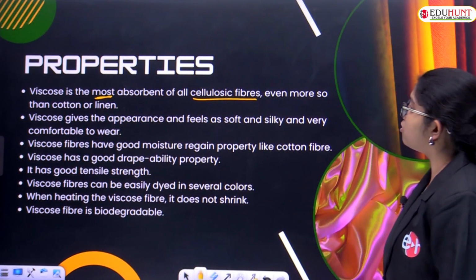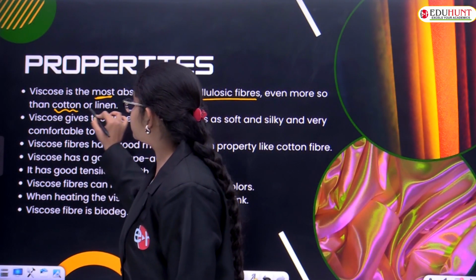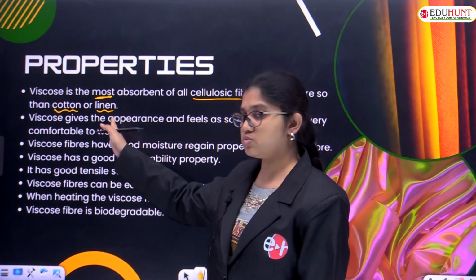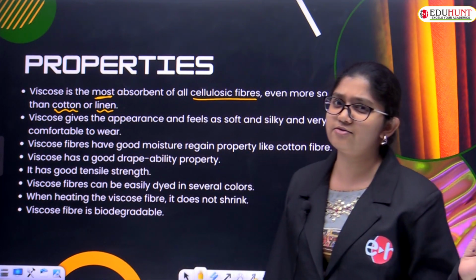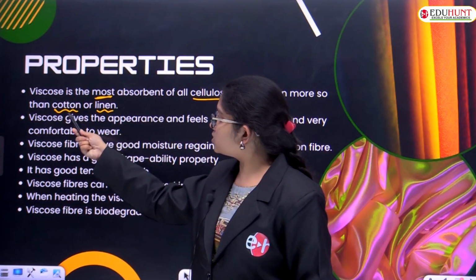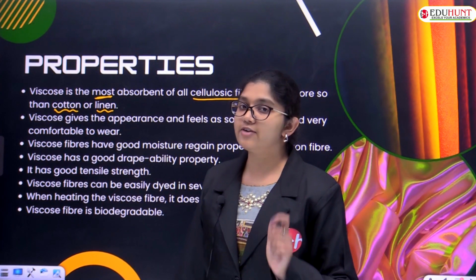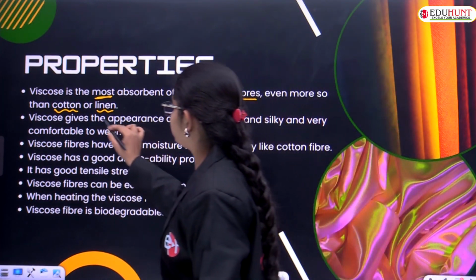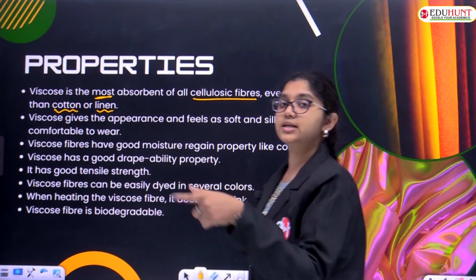Next, even more so than cotton or linen. Children, cotton and linen are natural fibers. Cotton is obtained from the cotton plant, and linen is obtained from the stalk of the flax plant. From there, the comparison of these natural fibers is also made with rayon.